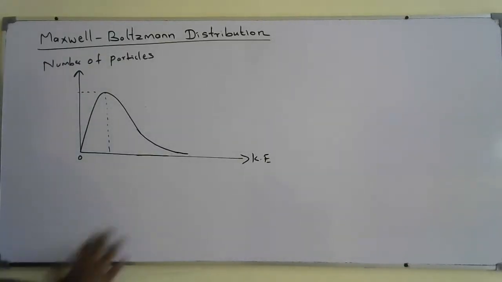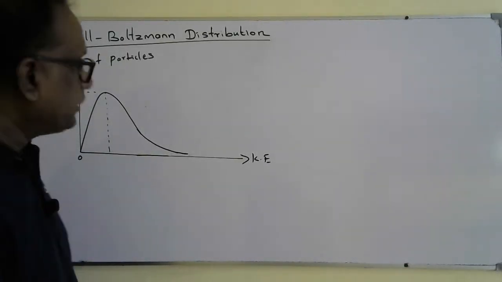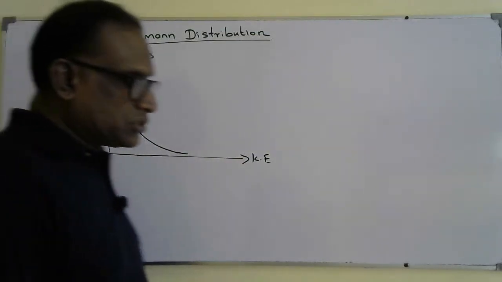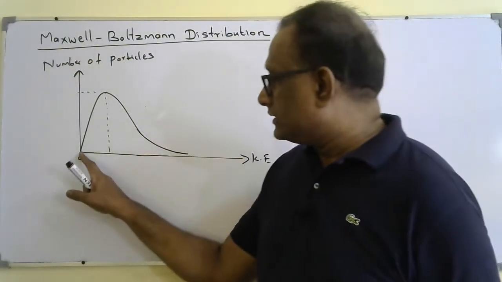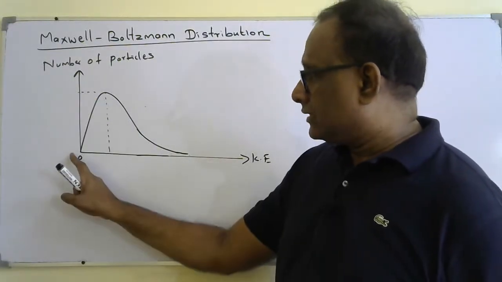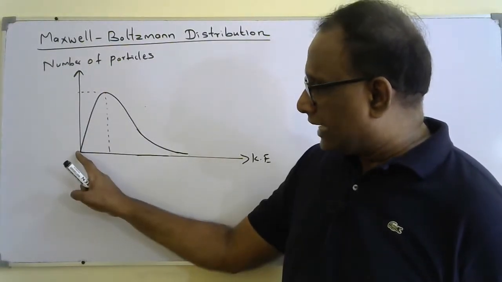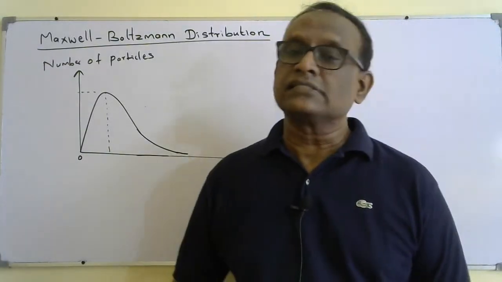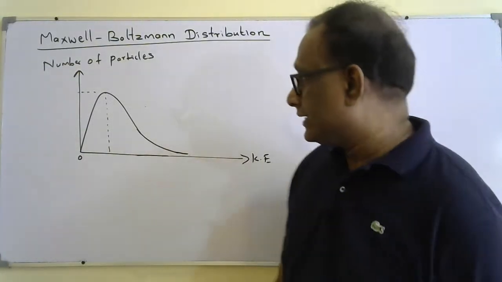Okay, so this is the Maxwell-Boltzmann distribution curve. It could be drawn as number of particles against speed or kinetic energy. The graph starts from the origin. That means there is no particle, number of particles 0, with 0 kinetic energy. The origin (0, 0) means there are no particles with 0 kinetic energy.